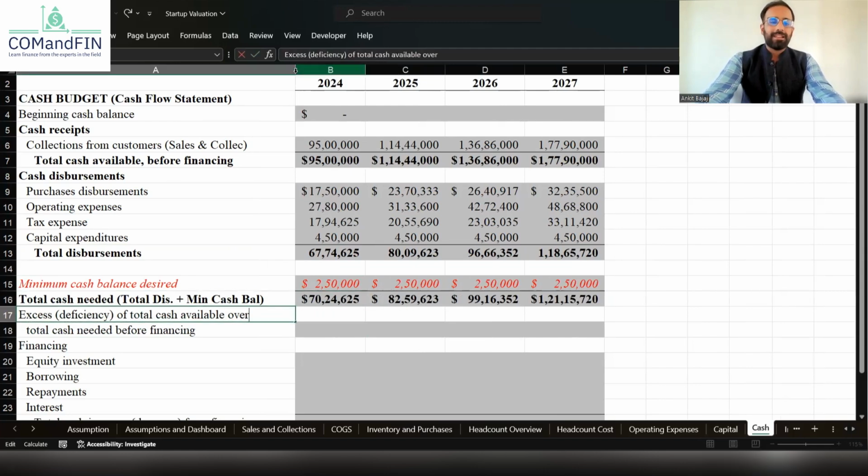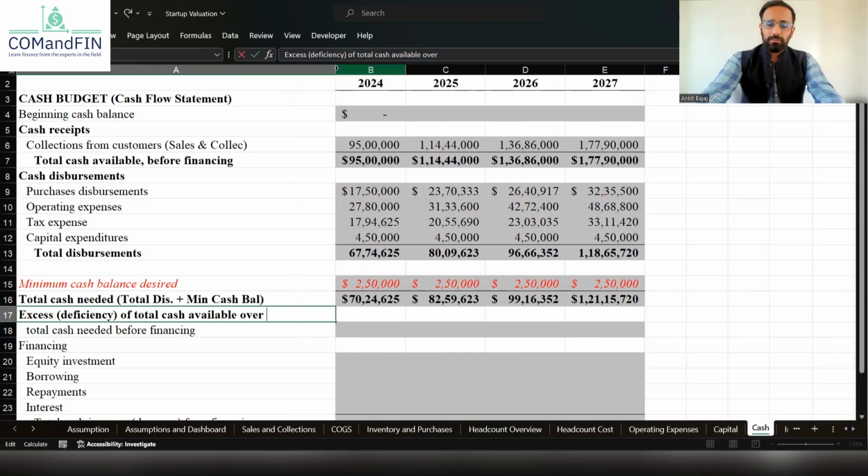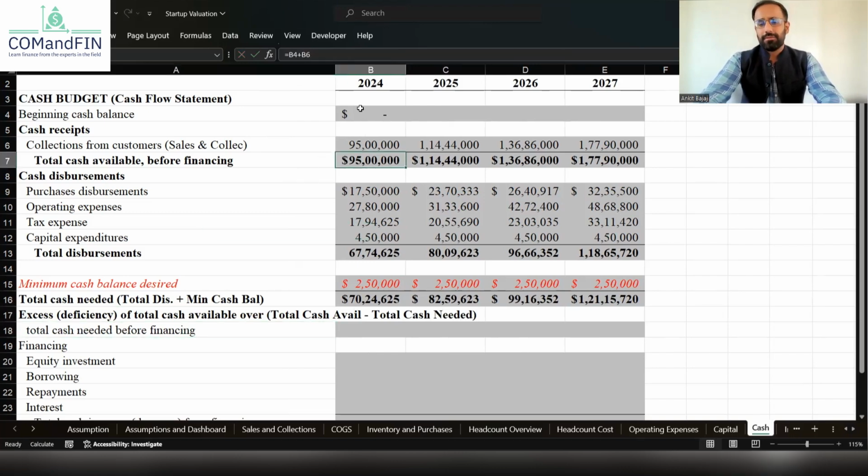Now, I will calculate the excess or deficiency of total cash available. How will you calculate whether the business has excess cash or a deficiency? For this, we will take the total cash receipt, or total cash available, and subtract total cash needed. Here, the total cash available is 95 lakh. We have not added opening stock because in the first year there will be no opening cash. Opening cash is going to be zero here, and next year definitely there will be some opening cash.